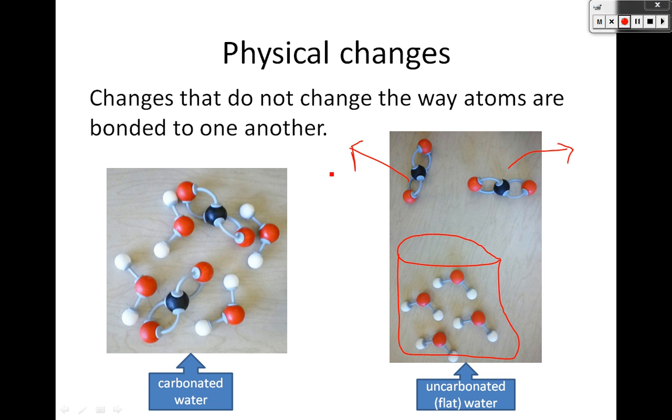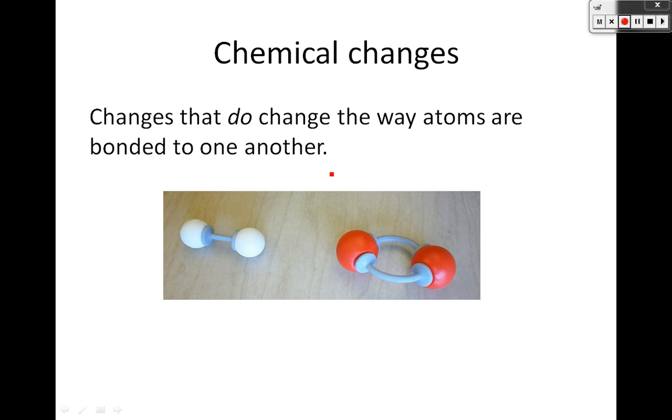And we're going to look at this change in a little more detail in the coming days. So then let's look at chemical changes. Chemical changes, again, you can have a bunch of ideas that may help you narrow down your choices as to whether something's physical or chemical, but at the end of the day, the only thing that is 100% true is that chemical changes are changes that do change the way the atoms are bonded to one another.